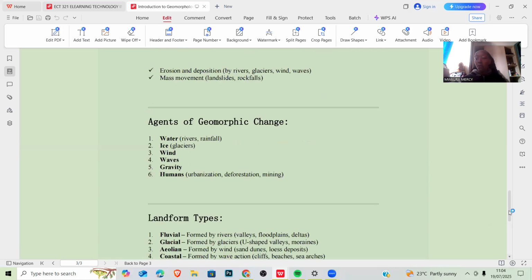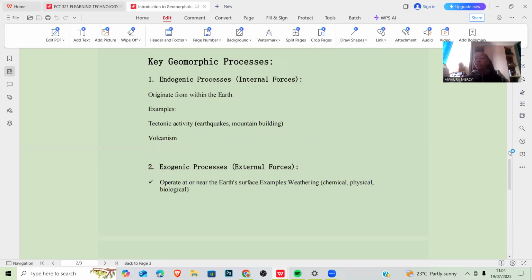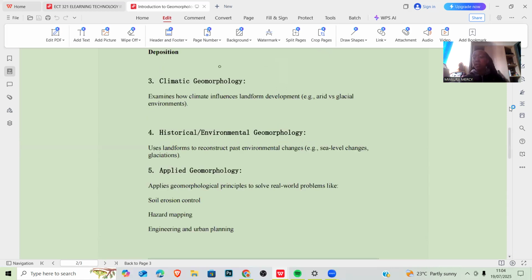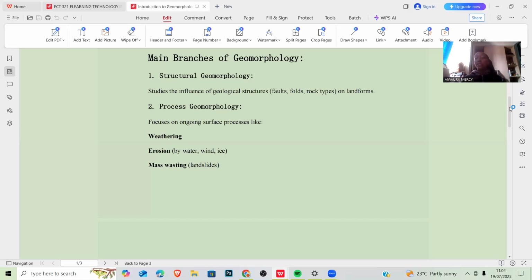So that's all for this topic, the introduction to geomorphology. In conclusion, let's remind ourselves what we've learned. We started with defining what geomorphology is. We went to the branches of geomorphology, the types of landforms, the importance, all that.